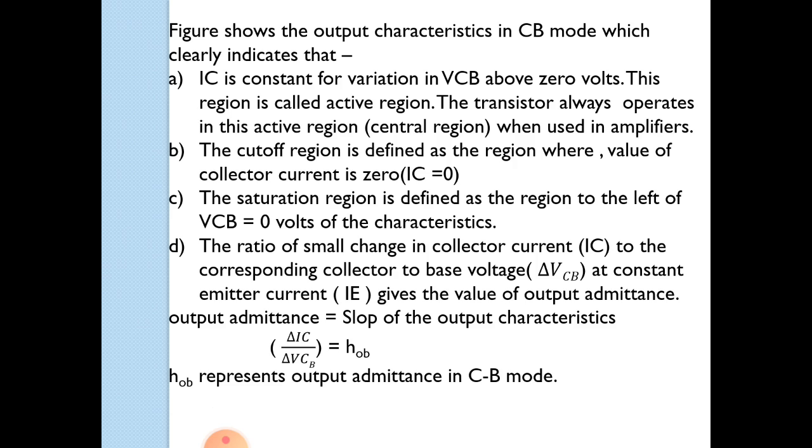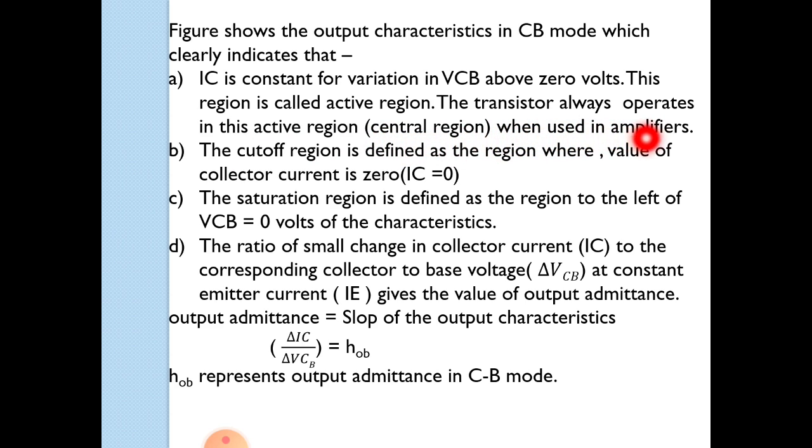Now, the description about the output characteristics in the CB mode clearly indicates that the output current IC is constant for variation in output voltage above 0 volt. This region is called the active region. The transistor always operates in this active region.